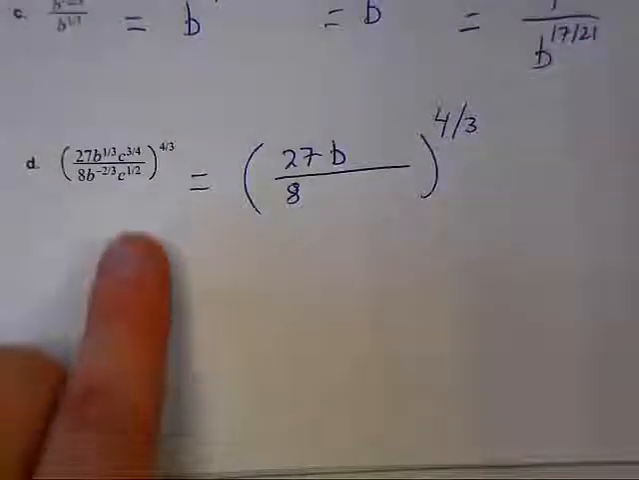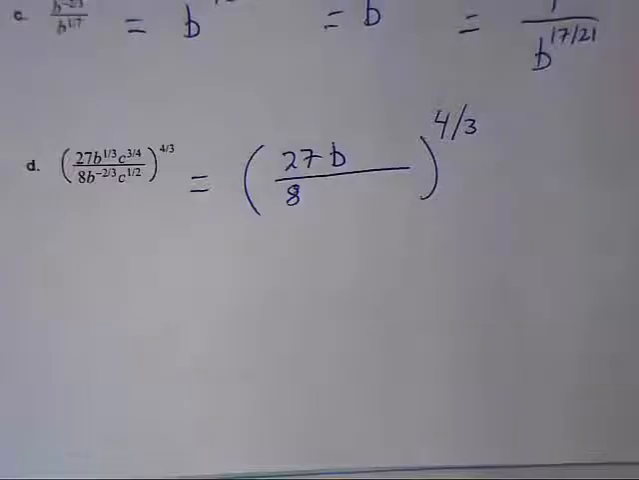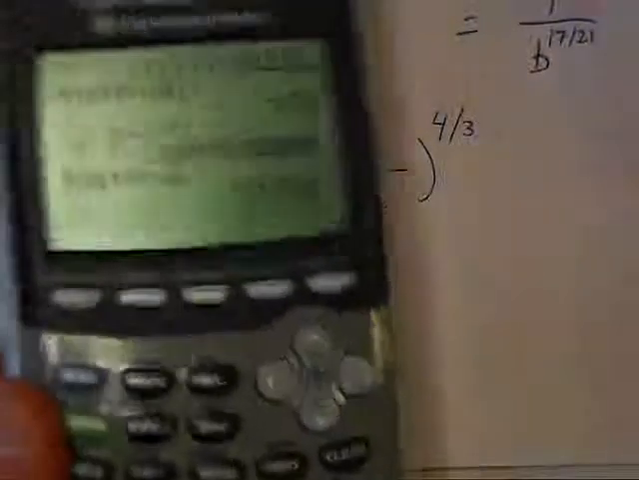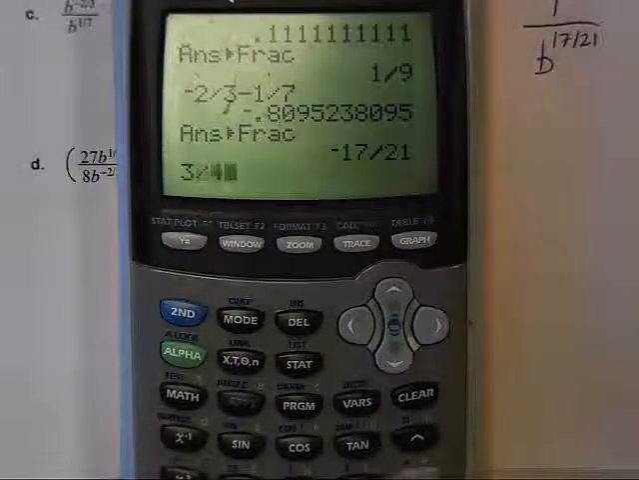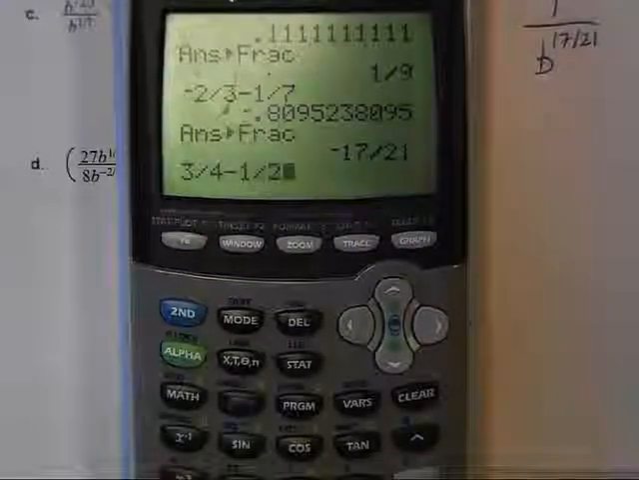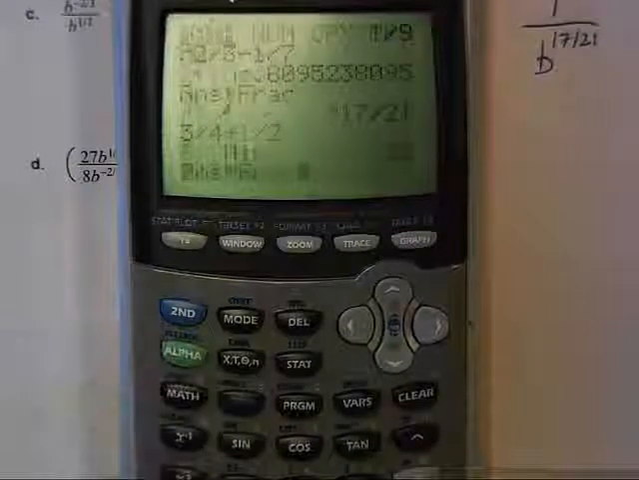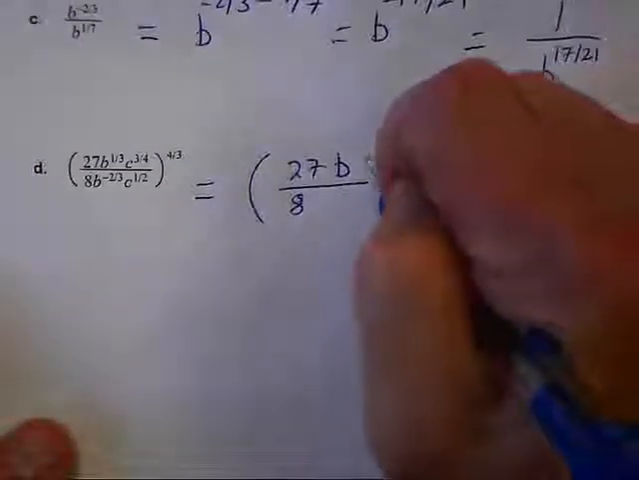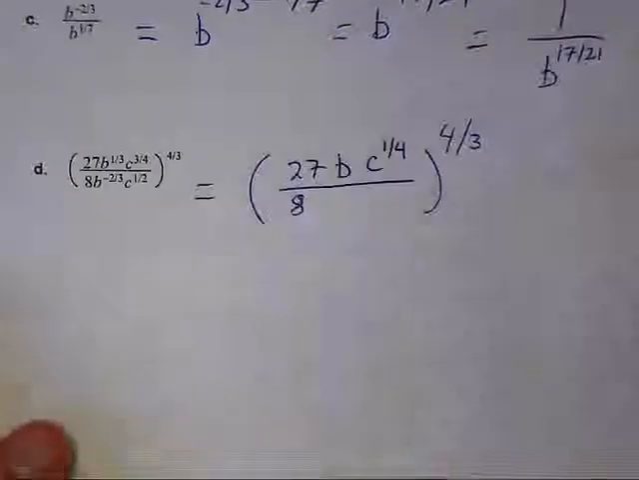How about the c's? I have a c to the 3/4 on top and a c to the 1/2 on bottom. What do I do? I subtract my powers. Okay, again, I'm going to use my calculator. 3/4 minus 1/2. My calculator tells me the answer is 1/4. So that's going to be c to the 1/4.